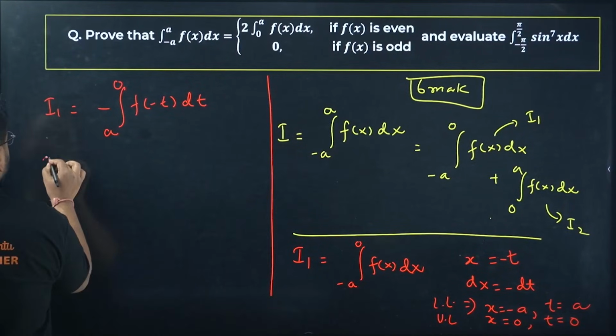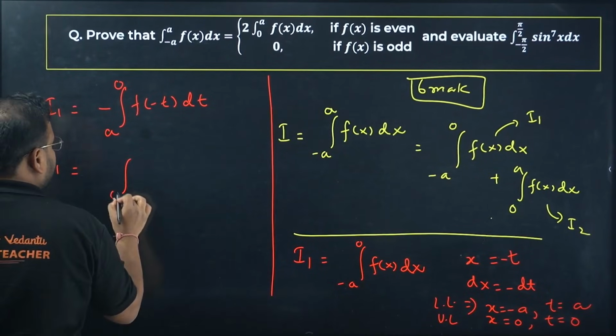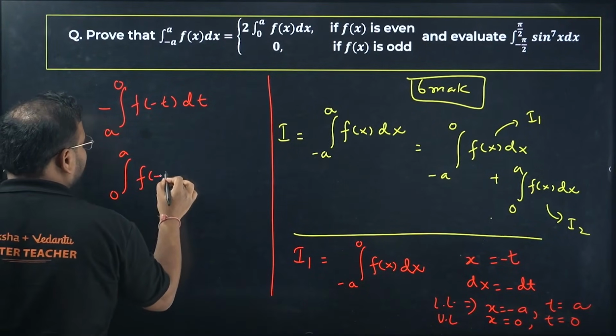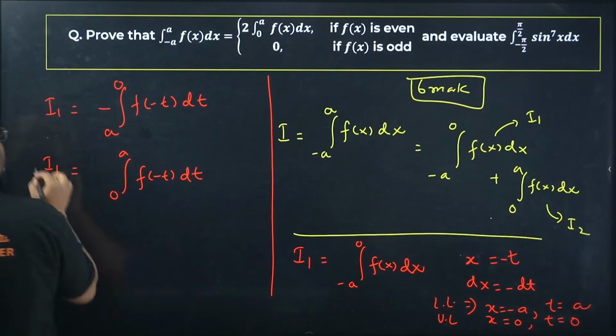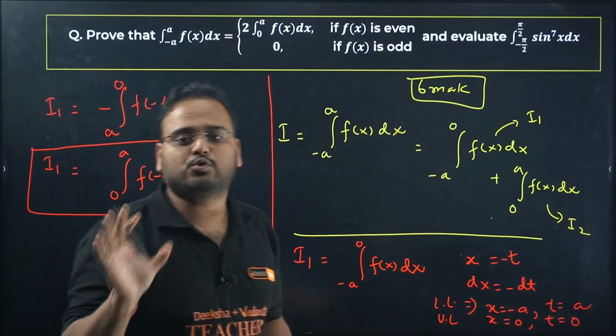So let's try that. I1 equals, if I use the minus sign in the limit, it becomes the integral from 0 to a of f of minus t dt. Trust me, we are very close to the answer now. We are extremely close.